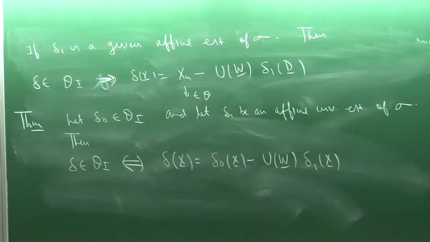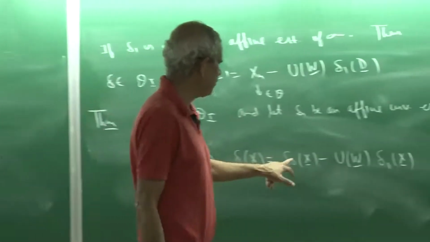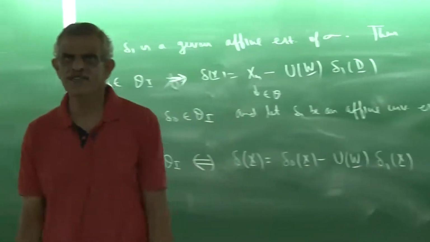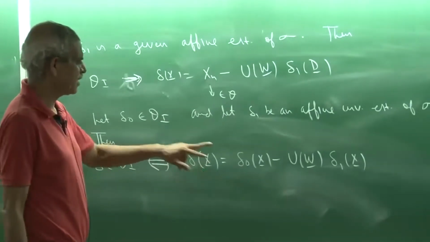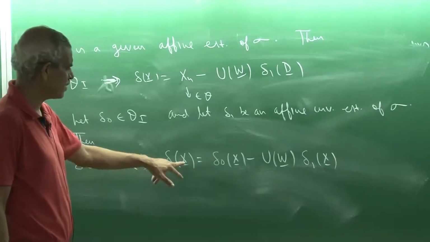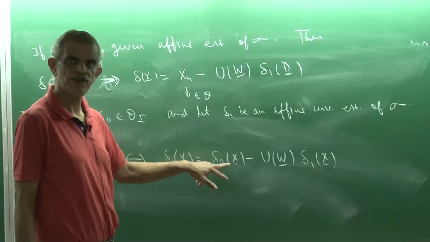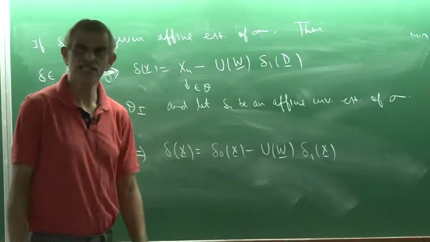The proof is exactly on the same lines as we did before. First of all, any estimator of this type would be invariant. Why? What you have to see is delta of bx1 plus c, bxn plus c is same as b times delta x plus c. So delta of bx1 plus c, bxn plus c would be delta naught of bx1 plus c, bxn plus c minus, when you apply bx1 plus c to w.